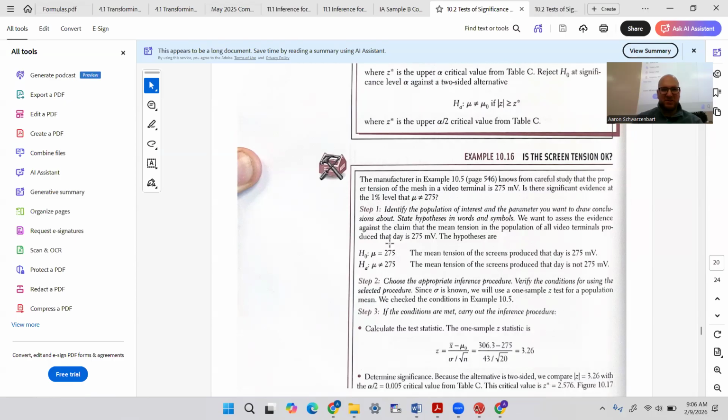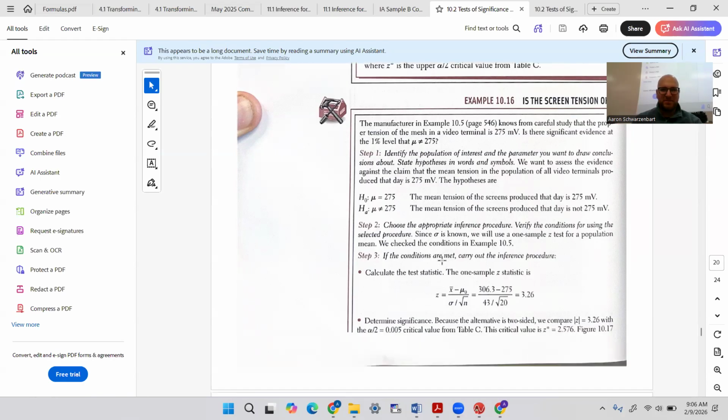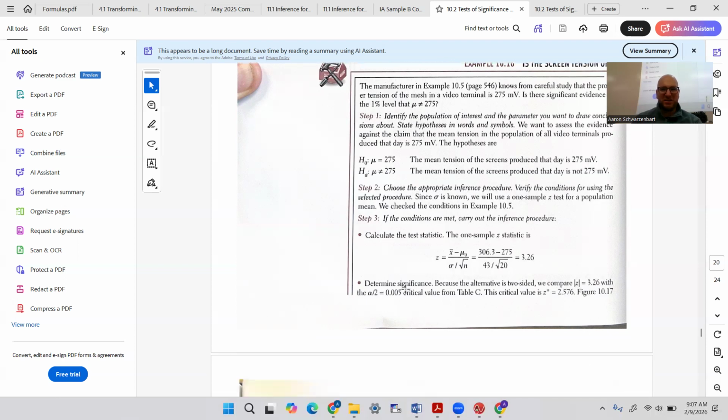So you guys remember the video screen tension, right? Oh, yeah. So, example: the mean tension is 275. We're going to test it at the 1% significance level. The mean tension is not 275. Alpha level is 0.01. So choose our appropriate inference procedure. Since sigma is known, we will use Z. We tested this for normality earlier. It passed, and this was an SRS. So we've met our conditions.